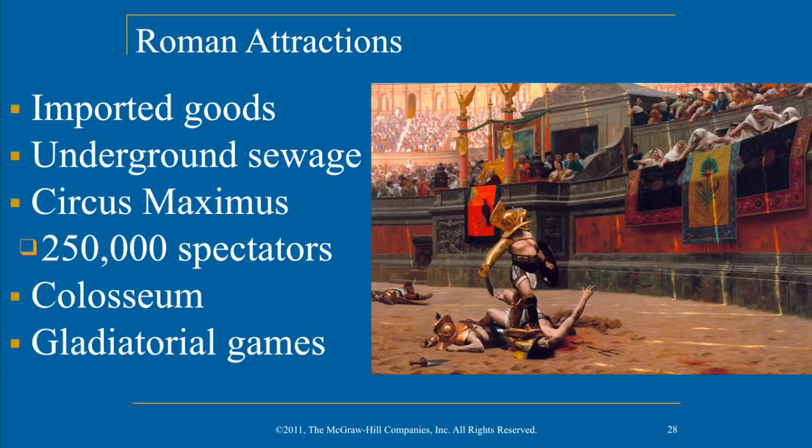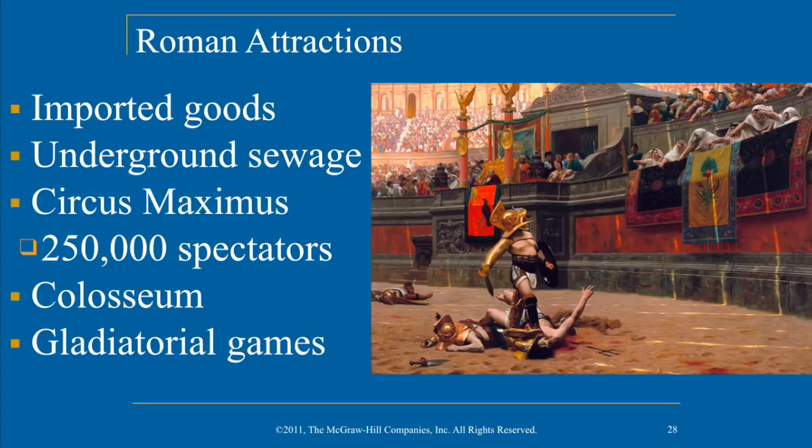Now, next we have the Roman attractions. They had imported goods. They had an amazing number of random foods coming from all over the world, and they also had imported alcohol and imported trinkets and blankets and books and information, all coming from around the world.